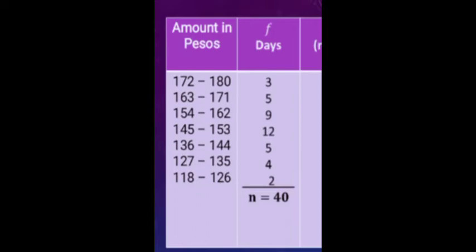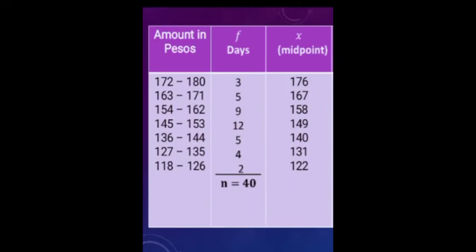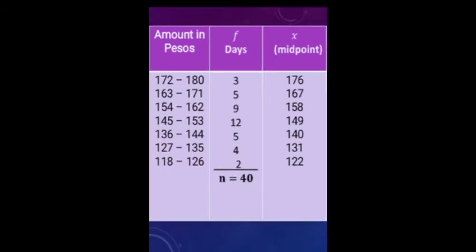So what we are going to do next is to get the midpoint of each class interval. That is on the third column, that is the x or midpoint. And that is our second step. To get the midpoint, we will get the middle number in our intervals. So that is 172 to 180. If we are going to count, that is 172, 73, 74, 75, 76, 77, 78, 79, and 180. So we have 9 class intervals.